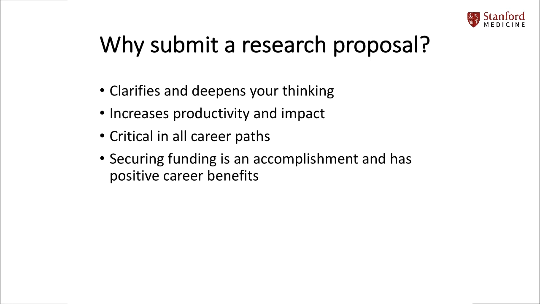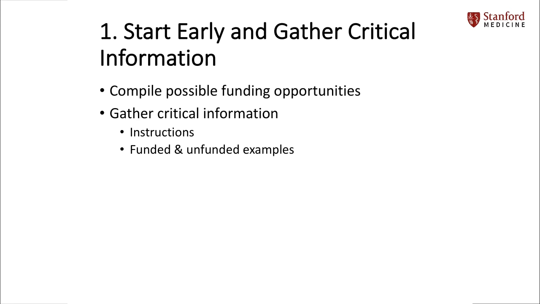So during the next couple of slides, I'm going to give you tips for how to get started writing your grant now that you know that it's important that you do it at all career stages. Okay, so first, start early and gather critical information. You want to compile a comprehensive list of all the funding opportunities that you can apply for. Ask what your colleagues and peers are applying to. Ask your mentors for ideas as well.